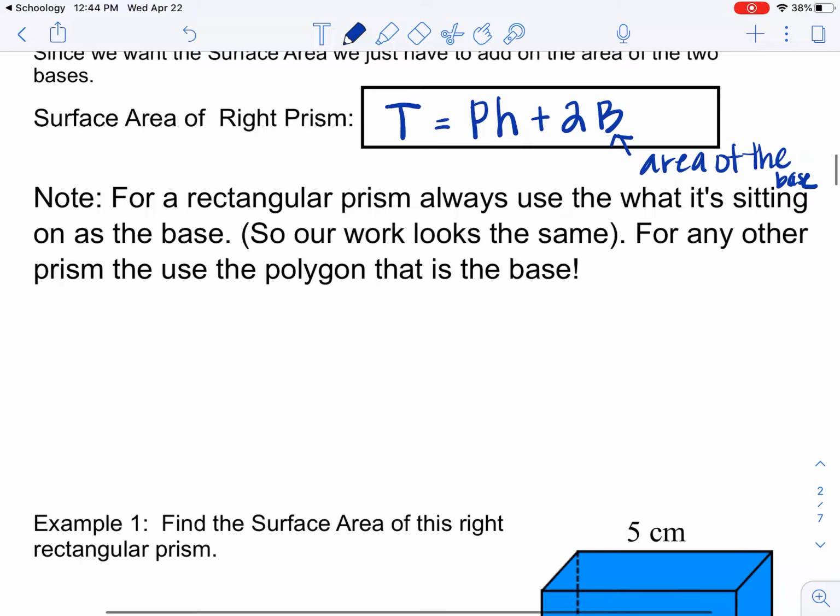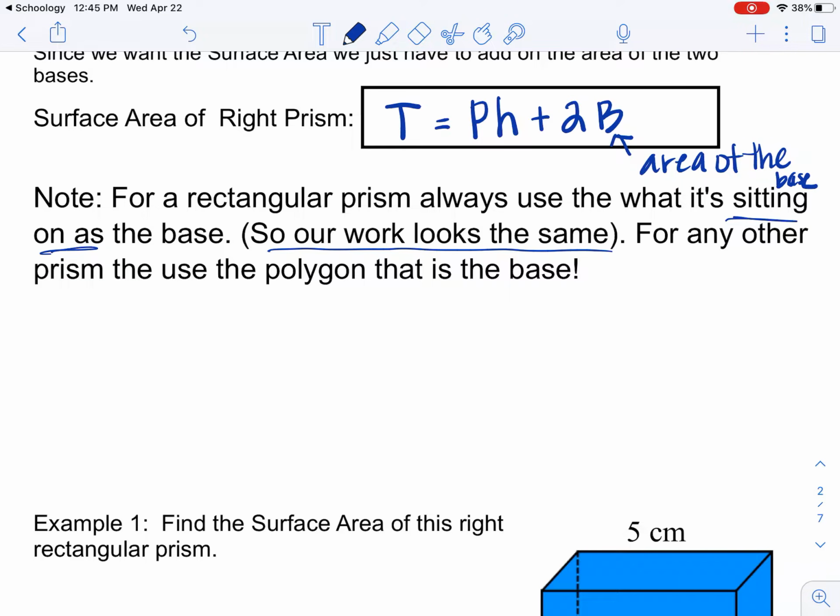All right, so note, I said this in the notes that we did prior to this, that for a rectangular prism, since you are like, wait, which one's the bases? They're all rectangles. We're always going to use what it sits on. So what it's sitting on is what we're going to use as the base, so that our work all looks the same. If we did not use the same bases, we'd still get the same answers. It's just that our work wouldn't look the same.